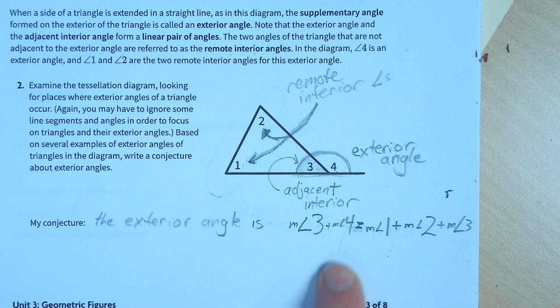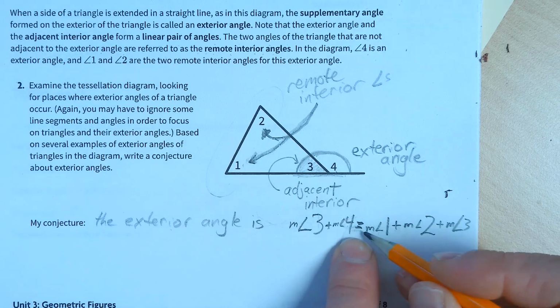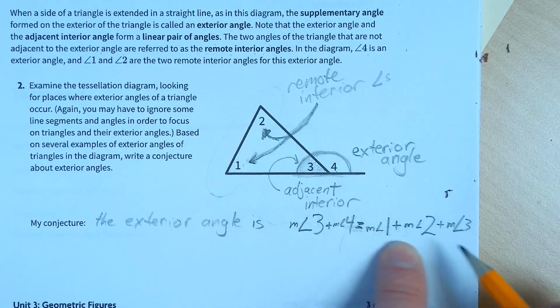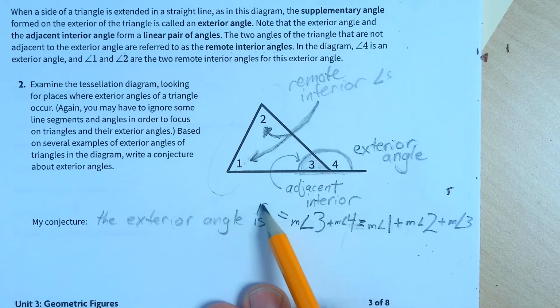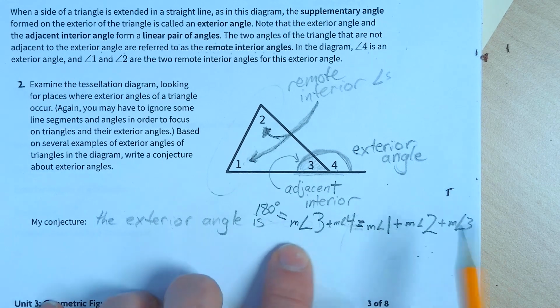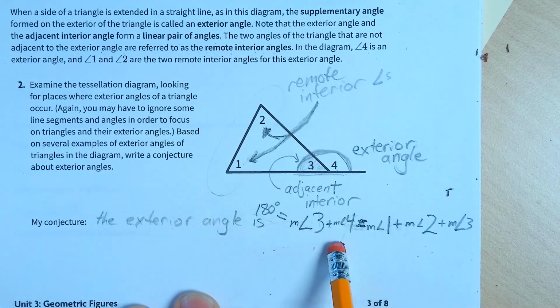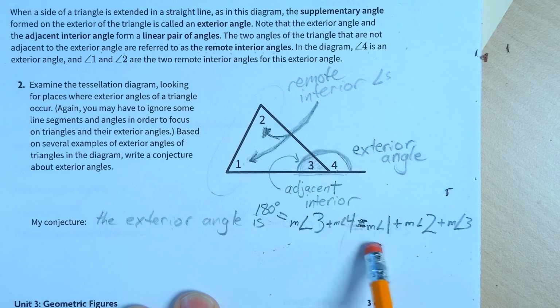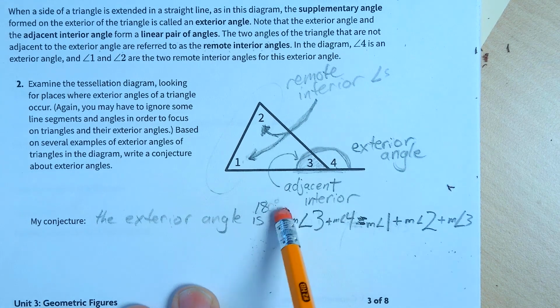Period 1. Alright. Measure of angle 3 plus measure of angle 4 equals the measure of angles 1, 2, and 3 added up. Because they both equal 180. This equals 180. Everything in here equals 180. So, I wish I would have done this better. So the measure of angle 3 plus the measure of angle 4 equals the measure of angle 1 plus the measure of angle 2 plus the measure of angle 3. Great.